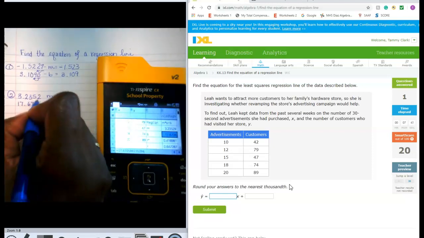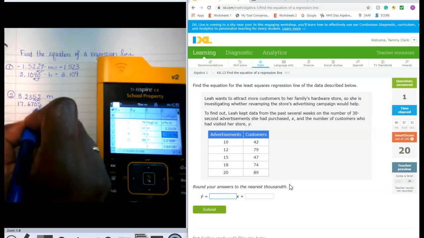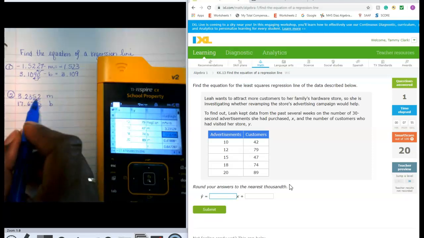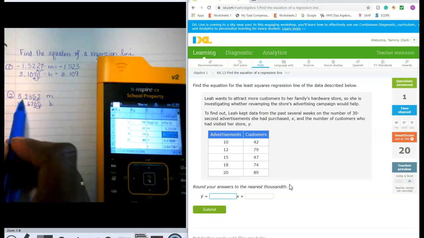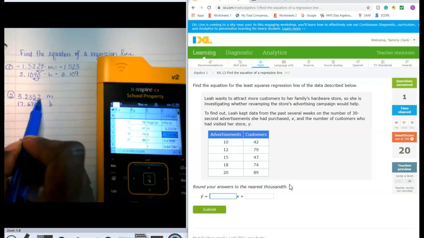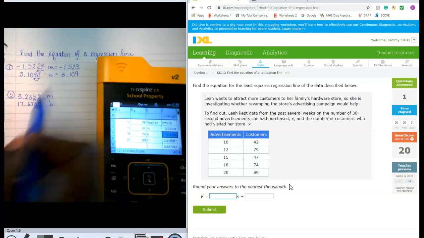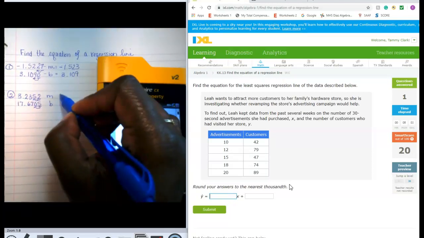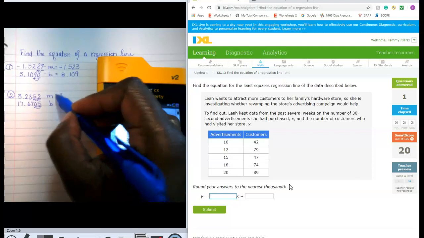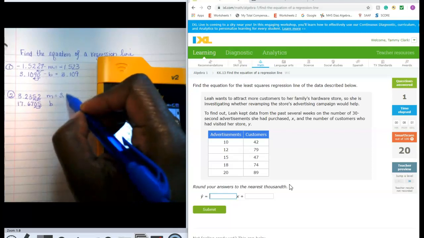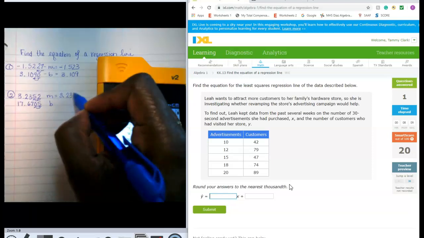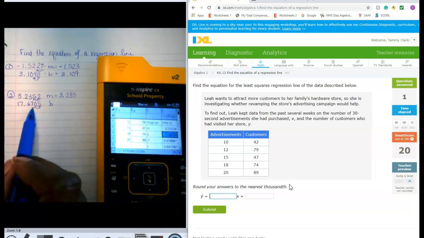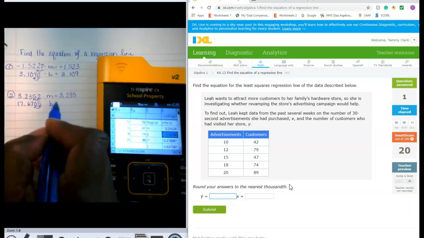We're going to use the 10,000ths place to determine what we should do with the thousandths place. So here for our slope, 3.235, well, the 10,000ths place is 2, so we just drop that because it's less than 4. So our slope is equal to 3.235.